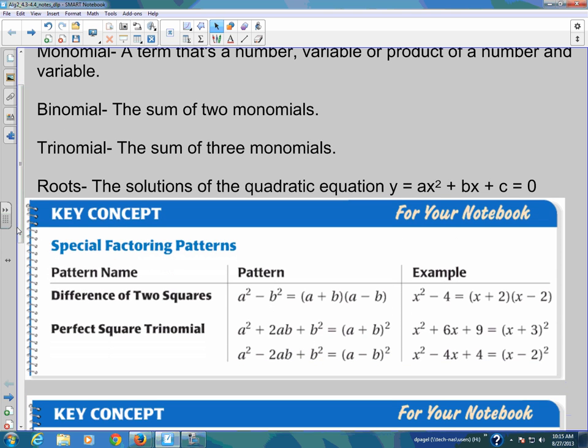So, roots, a new term maybe for some of us. The roots are the solutions, specifically when our polynomial is equal to 0. And in that case, we can think of roots as being the same thing as our x-intercepts.